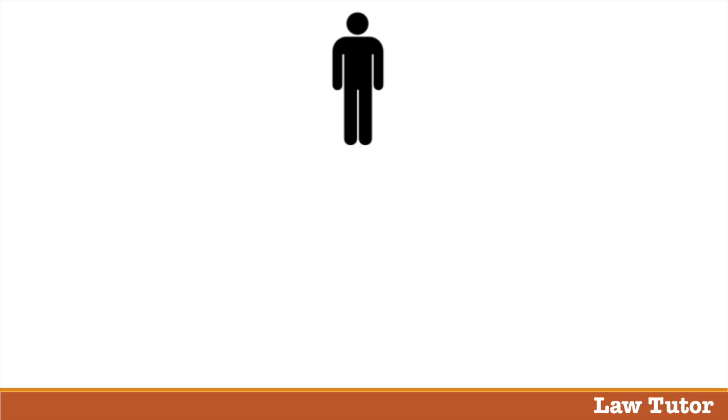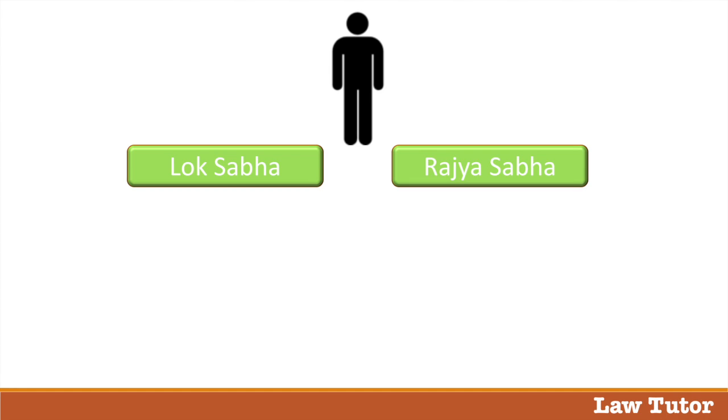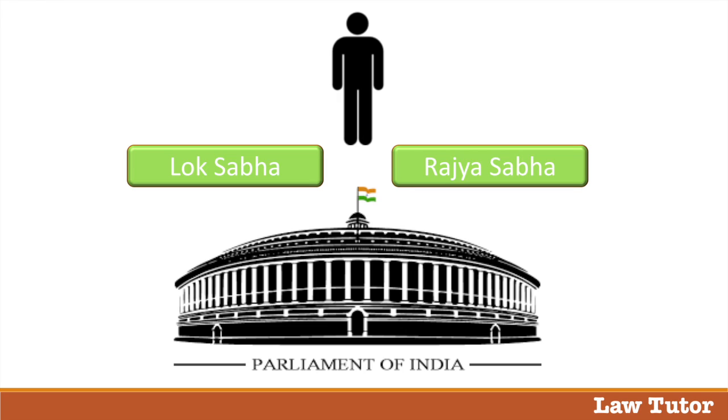A minister must be a member of either house of the parliament. A person who is not a member of either house of the parliament can be appointed as a minister, but he cannot continue as a minister for more than 6 months unless he becomes a member of either house of the parliament. That may be by election or nomination.